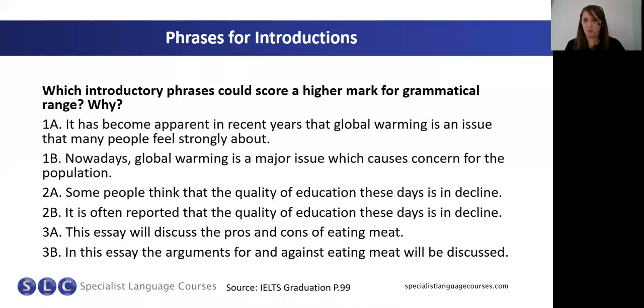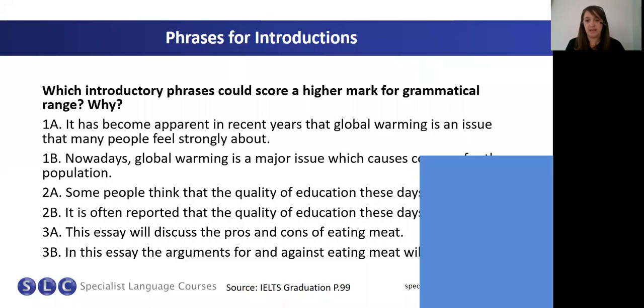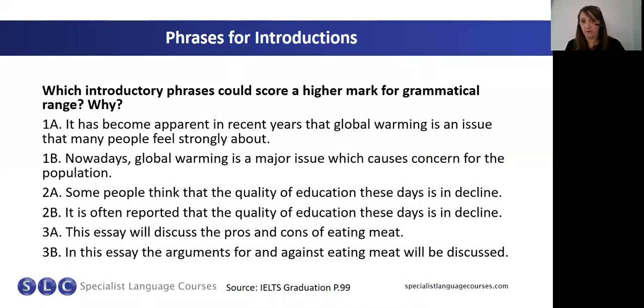Good. So as Simone has mentioned, and Aaron, 3B could score a higher mark. 3A is a good introductory sentence to show the reader your plan, but in 3B, we're using passive with will, which gives you a slightly wider grammatical range. So as we can see, there are some set phrases that you can absorb and use in your IELTS introductions that are likely to score a higher grade for grammatical range.